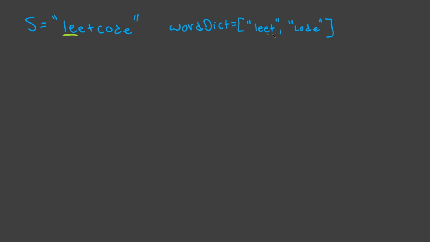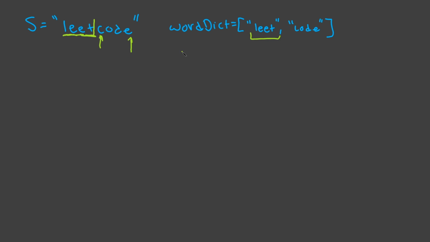And now we check if this is in the wordDict. And if it's not, we extend it again. And if not, we extend it again. And then at this point, we see that the word "leet" matches. So what we want to do is now start looking from here and see if any of those words match. And then if we manage to get to the end, then we return true.